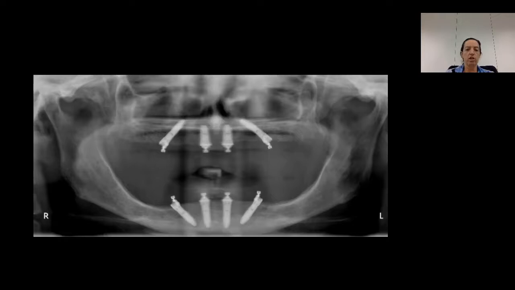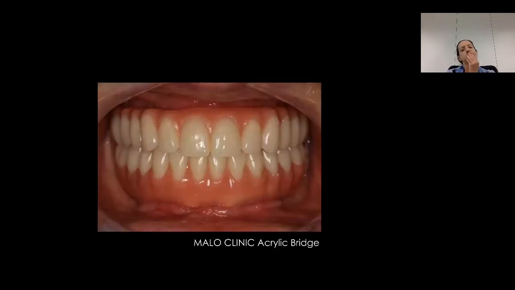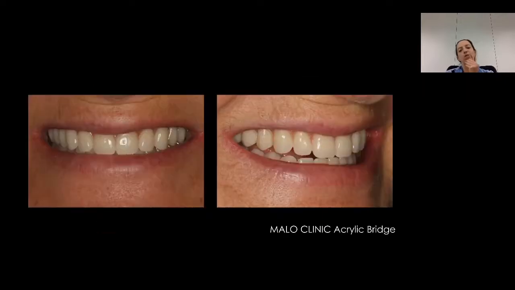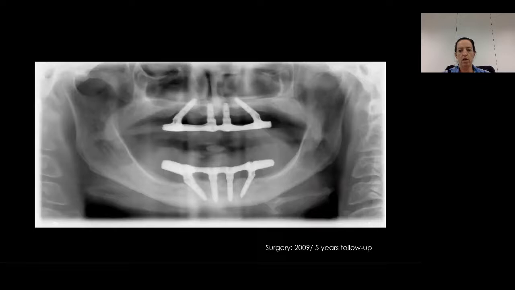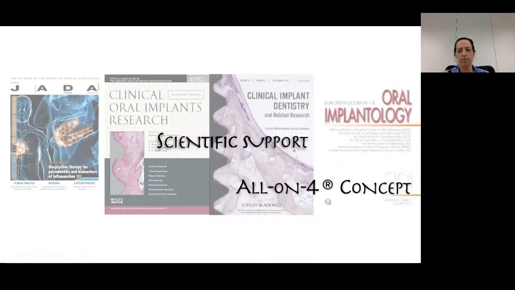This is the OPG with immediate bridges, and this is with the final prosthesis. Here you can see the OPG with 2 years of follow-up, and here the periapical X-rays with 2 years of follow-up. Here an OPG with the 5 years of follow-up.